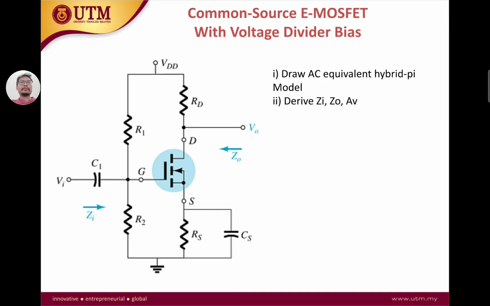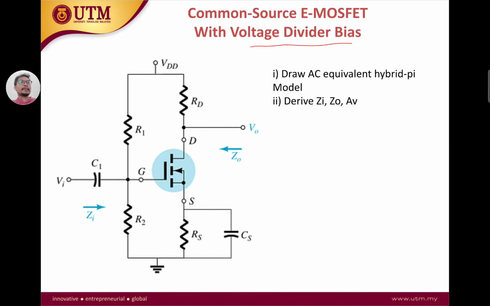Okay, so let's proceed with a few more examples on the AC circuit analysis for MOSFET. Given the circuit here, which we can identify as a voltage divider bias circuit, the first step is normally to do the DC analysis. Let's assume we have done that, and now we want to draw the AC equivalent circuit, and then derive some of the AC parameters, including the input impedance Zi, output impedance Z out, and also the voltage gain, V out over V in.